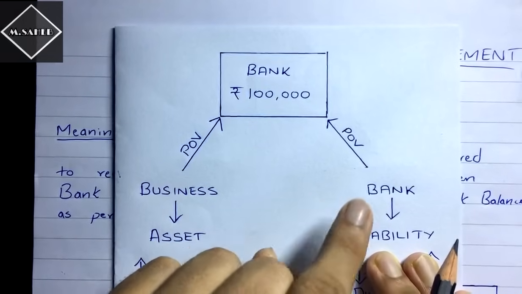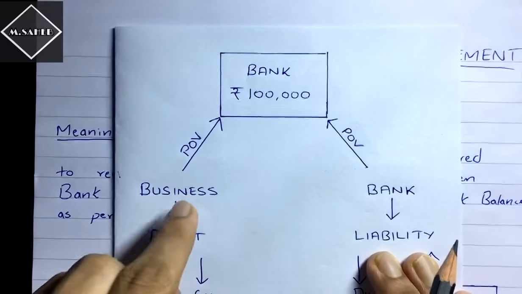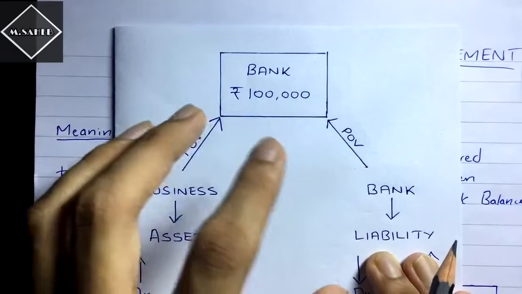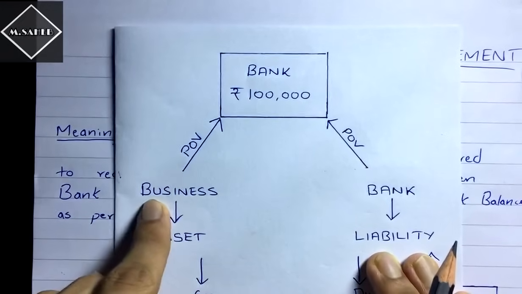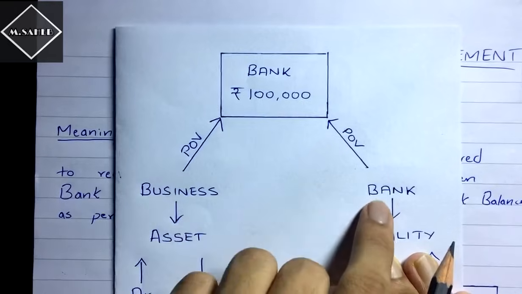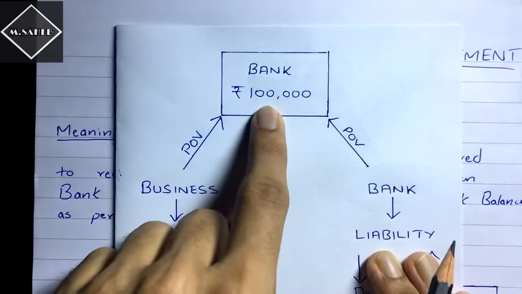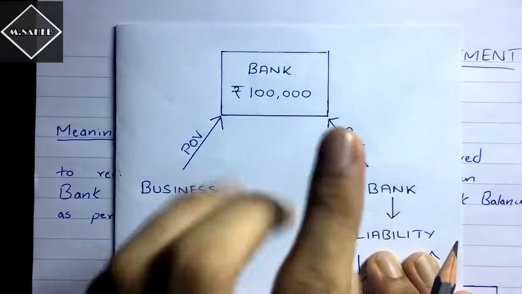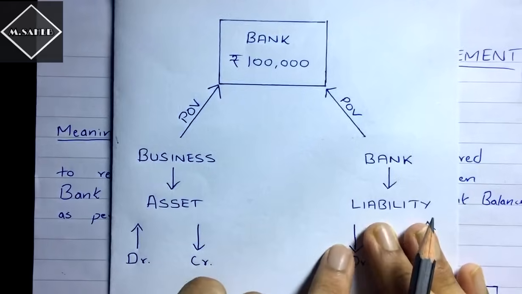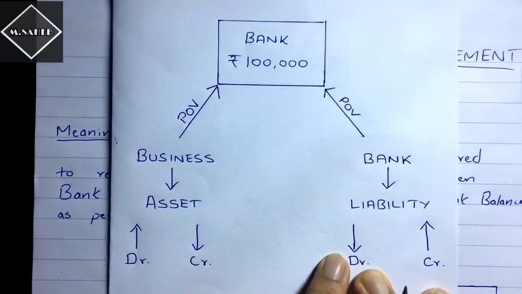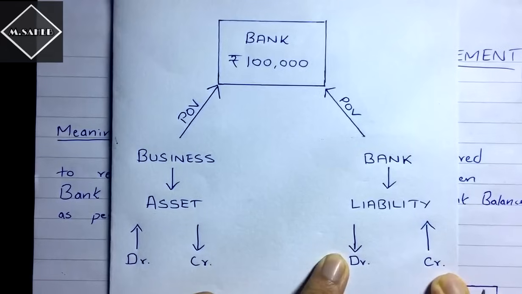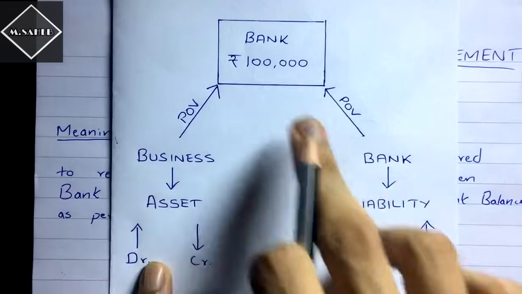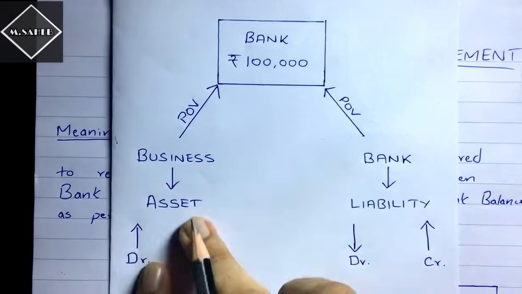It is liability because the bank has to pay that money back to the business. Simple. Okay, so this is what is meant by the point of view of business and bank. Businesses see that money as asset and banks see that money which is deposited with them as liability. So deposits are liability to the bank. All right, simple. Okay, so regarding the rules of liability, whenever the liability decreases, you debit. Whenever the liability increases, you credit. Opposite with the asset, vice versa. Okay, simple, right? So bank sees that money as liability and business sees that money as asset.